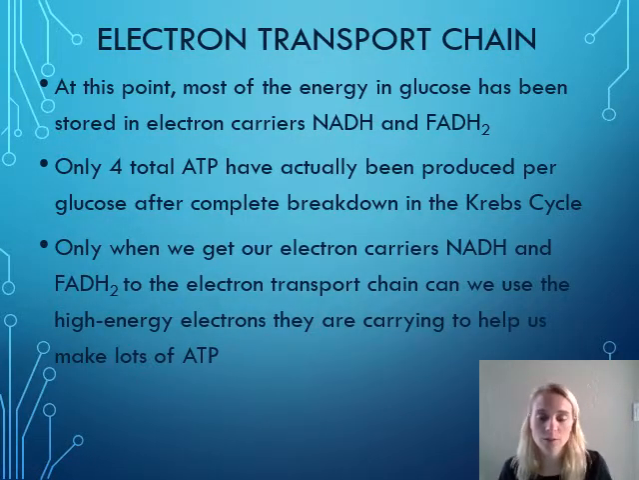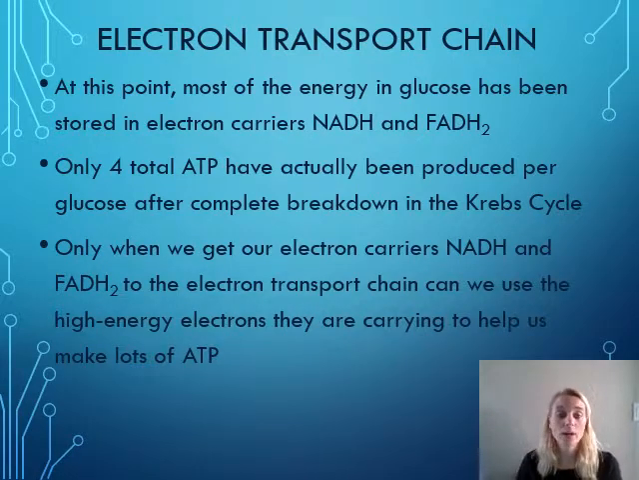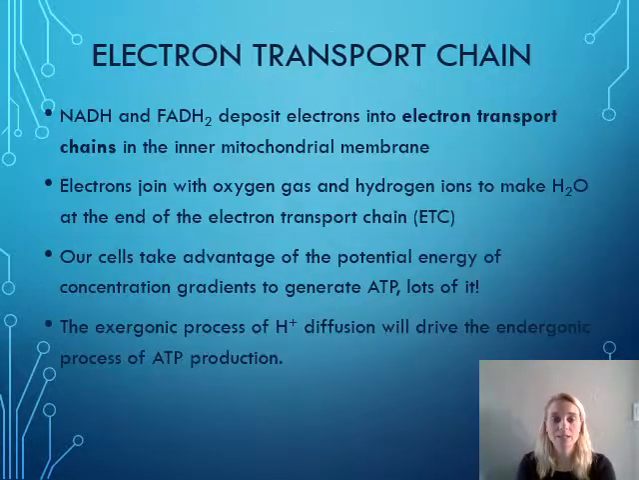Okay, so lots of words here, and then we'll work through the picture. At this point, most of the energy in glucose has been stored in these NADHs and FADH2s. We've made 4 ATPs from glycolysis and Krebs. And so now we are going to start utilizing those electron carriers, the NADH and the FADH2. They're going to move from the matrix towards the inner membrane, the little wrinkly one, in the mitochondria. Eventually we're going to dump those electrons and allow them to move through the chain. And at the very end of this electron transport chain, those electrons are going to bind with oxygen, what we breathe in, with some hydrogen ions, and we're going to make water.